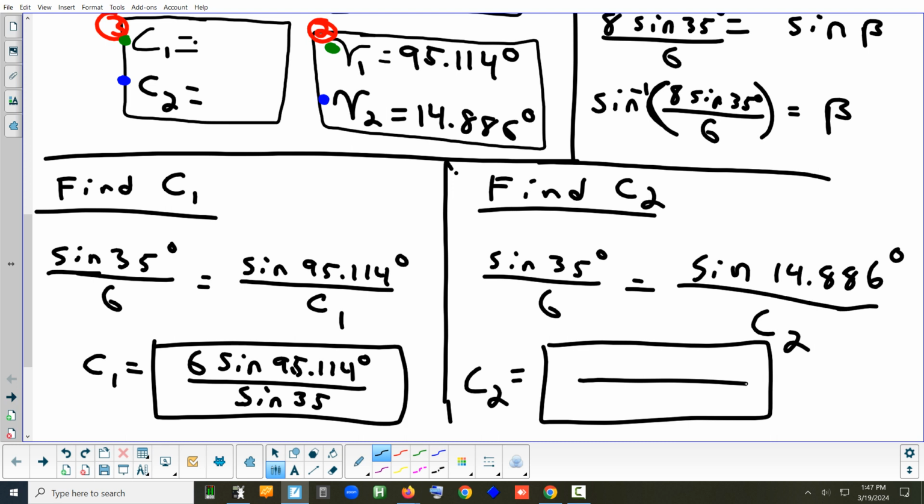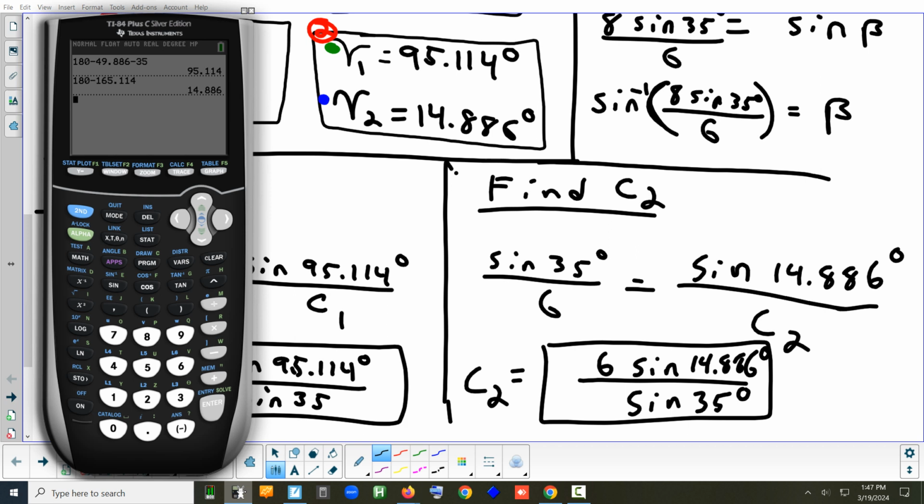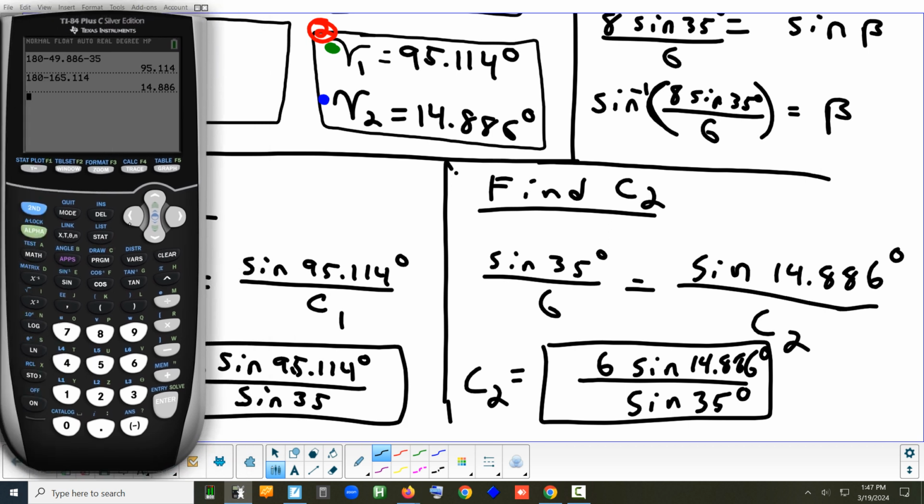6 sine 14.886 over sine 35. Yep, perfect. 6 sine 14.886 over sine 35. All right. So now just type in what we got and see what we get. So 6 sine 95.114 divided by sine 35.